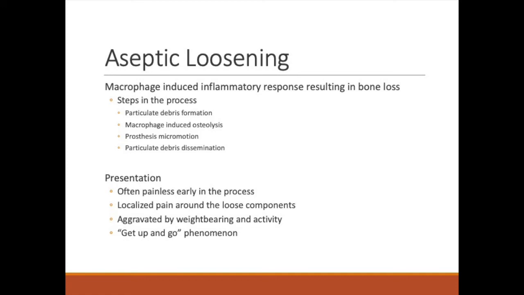The steps in the process is that particulate debris starts to form over time from wear out of the components. Macrophage-induced osteolysis then begins to occur as the macrophages try to clean up that debris. The prosthesis then is allowed to have a small amount of micromotion as its attachment to the bone gets degraded, and then finally the particulate debris gets disseminated along that whole interface between the host bone and the implant, which allows for rapid progression of this and then complete aseptic loosening with bone destruction.